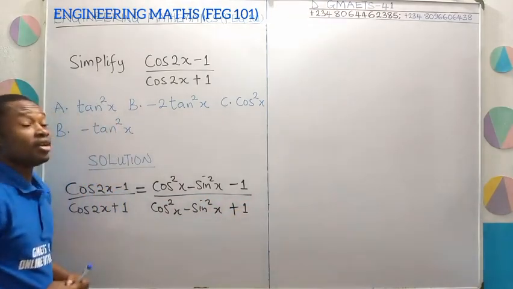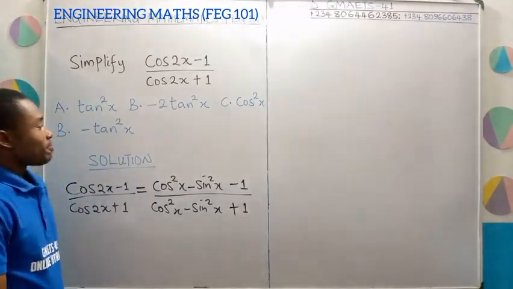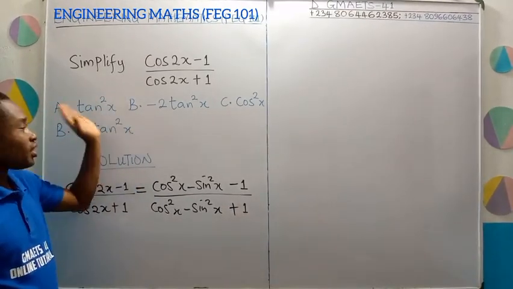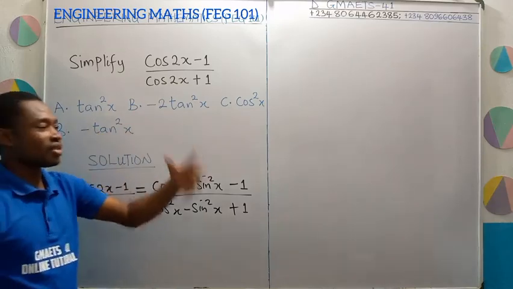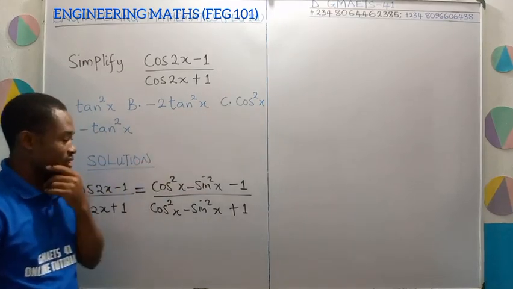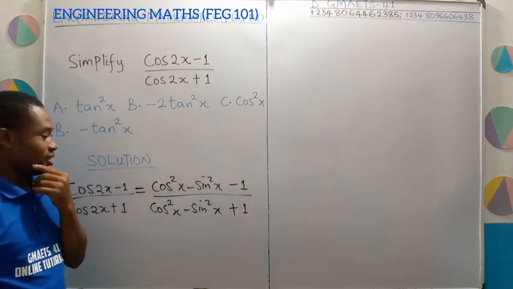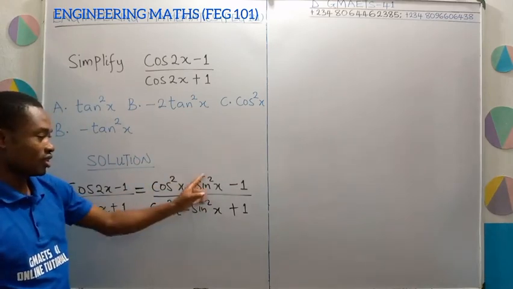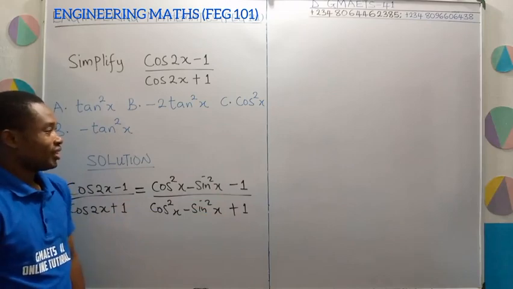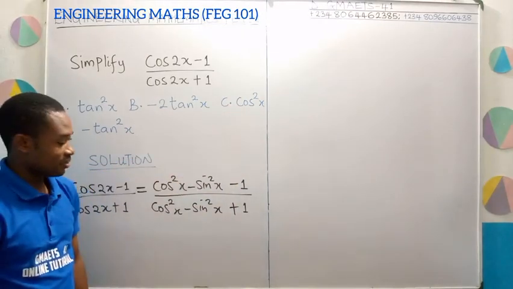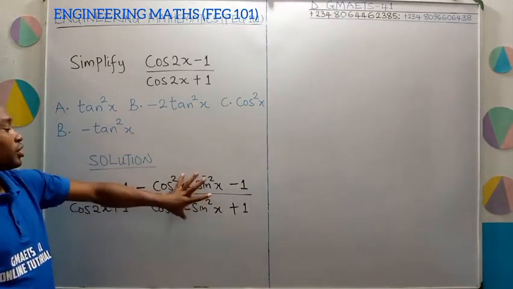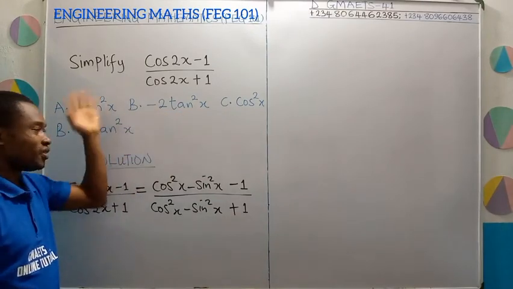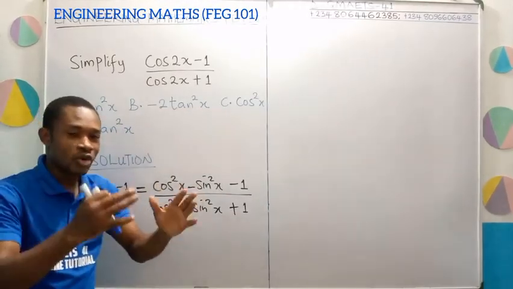Now looking at this, if you look at the options given to us, we've got tan, tan square, and then we have cos square x. Ordinarily, this cannot be broken down to give you just cos square x left because of all this sine square and then minus 1. So there is no way this C can be the answer. And so I'll be left with trying to resolve this, getting one of the others. That will now be my focus.